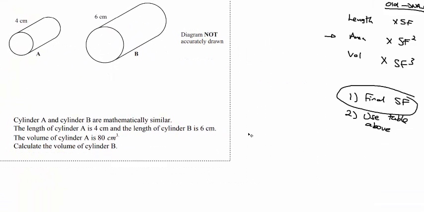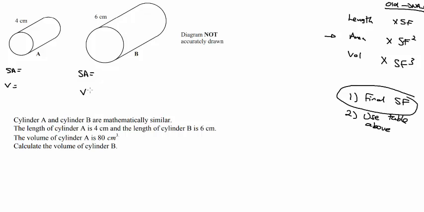Okay, so let's have a little look at this. So we know surface area here. And this is the way I actually recommend you lay out a lot of surface area and volume questions. Let's see what we know. We know the length of the cylinders, that is 4, that's 6. So to find the scale factor here, we do 6 divided by 4, and the answer is 1.5. Okay, scale factor is 1.5, we always do that.